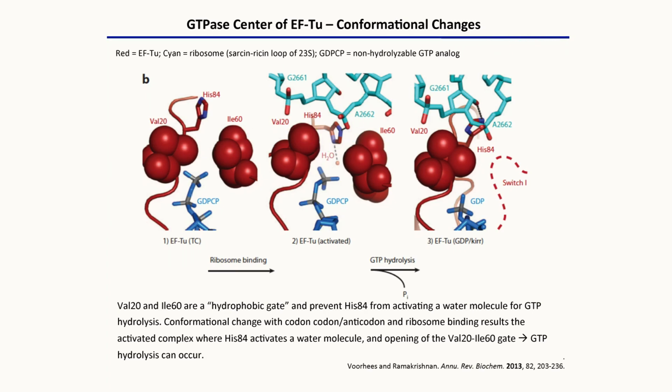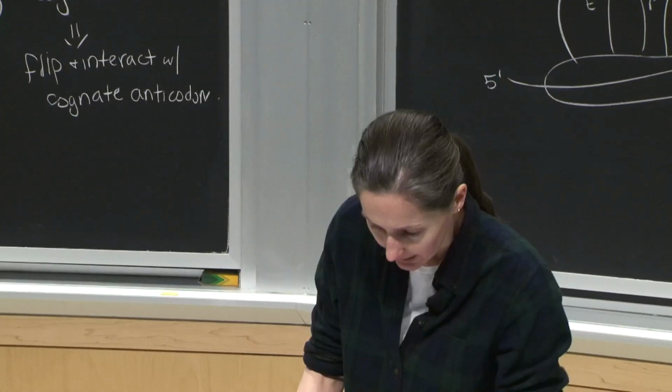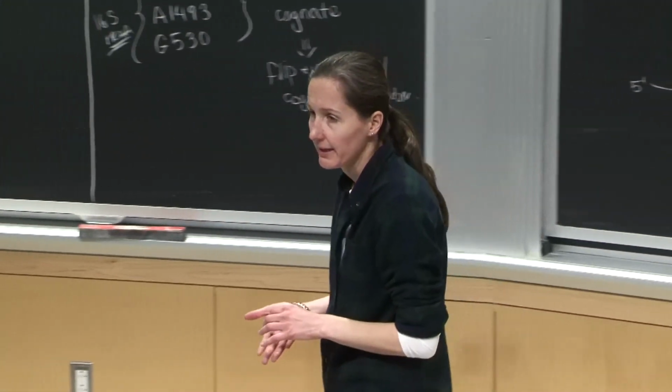And here what we see is a view with EF-Tu in the GDP-bound form. So the idea is that overall conformational changes that occur 70 angstroms away because of codon-anticodon recognition effectively signal conformational changes in the GTPase center that allow for GTP hydrolysis to occur and things to move in the forward direction there. So that's where we'll close for today.